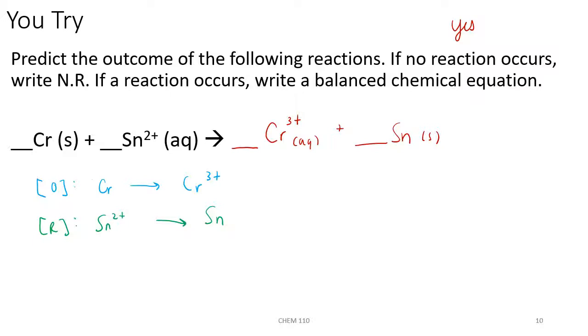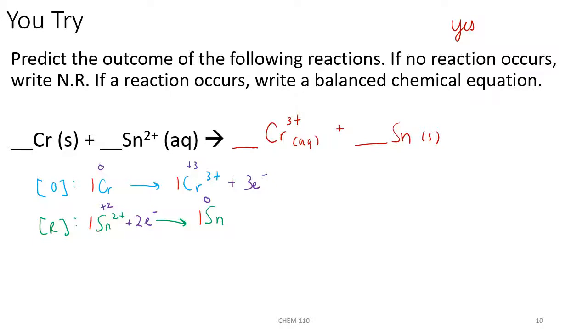Everything is balanced by mass in both of our half reactions. We have 1 of all of our species. Balancing by charge, our oxidation half reaction, we have 0 charge on the left-hand side and plus 3 on the right. So we need to add 3 electrons to the right-hand side of the equation. For our reduction half reaction, tin has a plus 2 charge on the left and no charge on the right since it's a free element. So we need to add 2 electrons to the left-hand side of the half reaction.